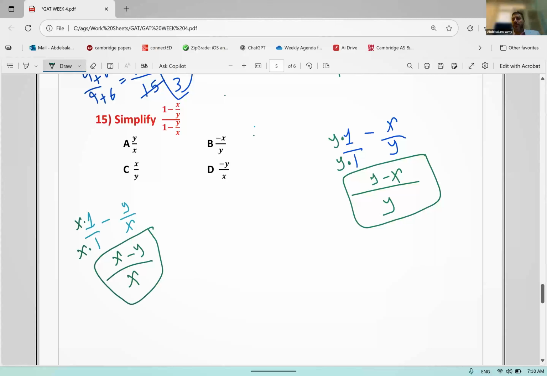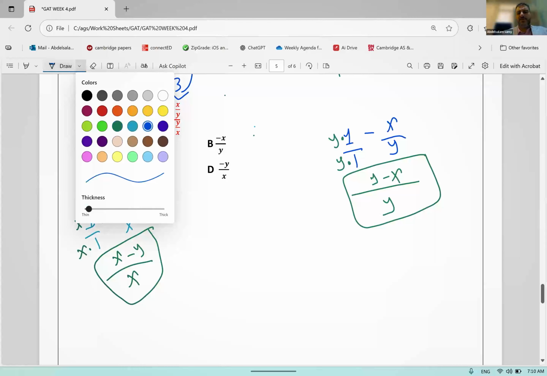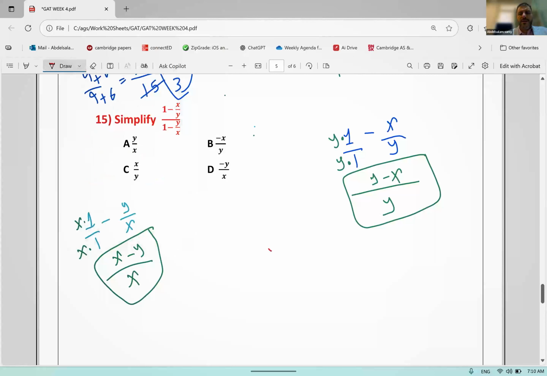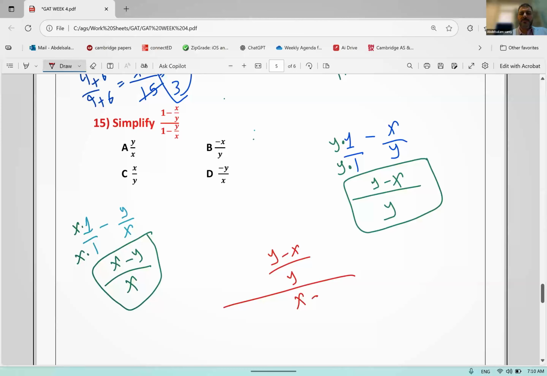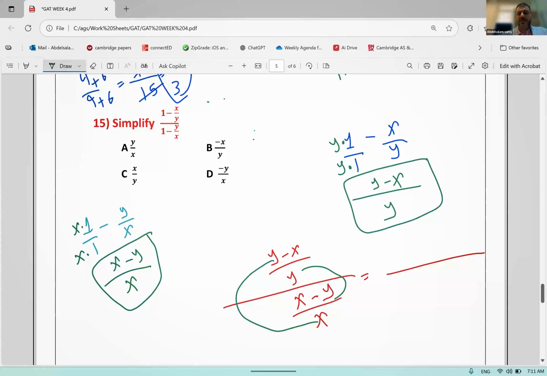Now, can I divide the two fractions? Yes. Let's see. Bismillah ar-Rahman ar-Rahim. The first fraction is y minus x over y. And the second fraction is x minus y over x. Remember, I told you first with last, second with third, which means x and y minus x, and y and x minus y.